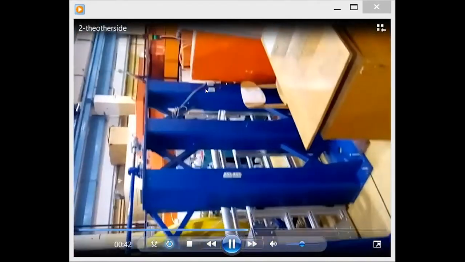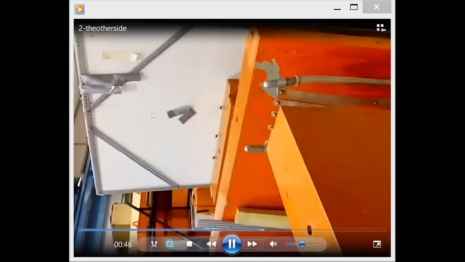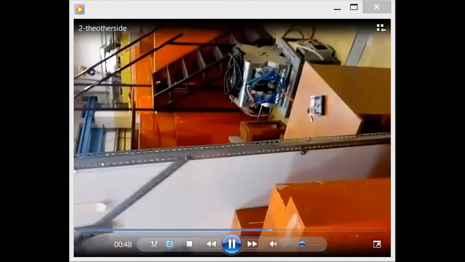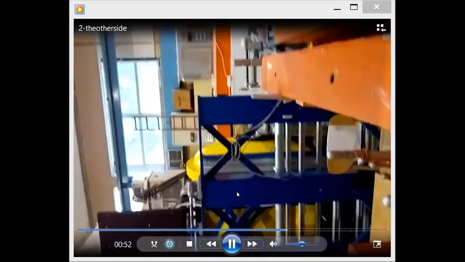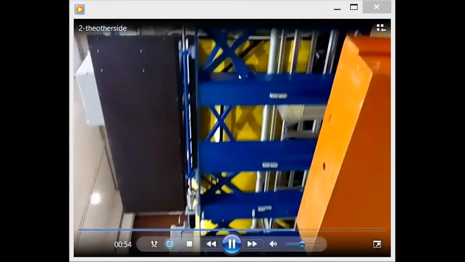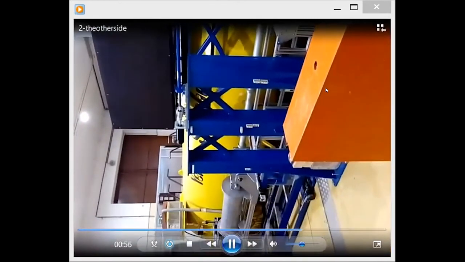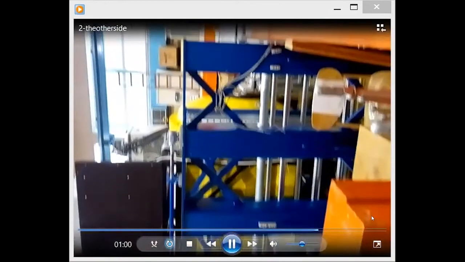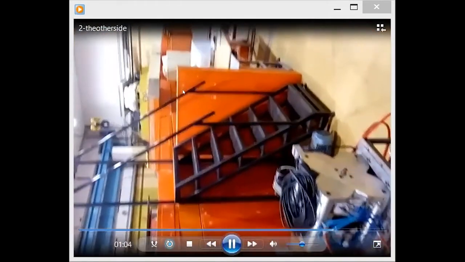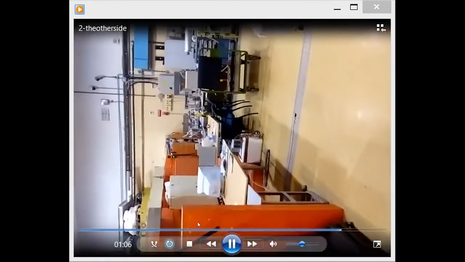Now we come closer to the position where the sample is located. These various panels are shields against thermal neutron noise, which is everywhere in the guide hall. And the orange-yellow concrete blocks are biological shielding, which means that they absorb gamma radiation.